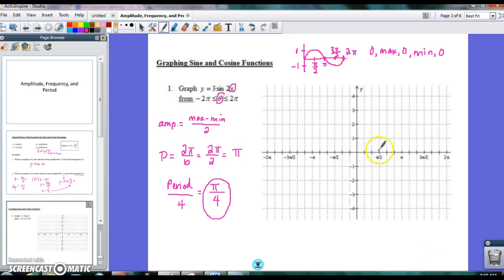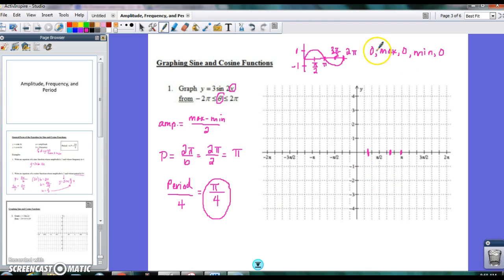Okay, so here is pi over 2. If I cut pi over 2 in half, I end up at pi over 4. So there's pi over 4. This is 1 pi over 4. This is 2 pi over 4. This right here would be 3 pi over 4, and here would be 4 pi over 4. And that should make sense, right? 4 pi over 4 is the same as pi.